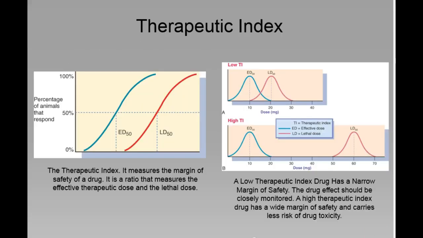The safety of drugs is a major concern. The therapeutic index estimates the margin of safety of a drug through the use of a ratio that measures the effective dose in 50% of people and the lethal dose in 50% of people. The closer the ratio is to 1, the greater the danger of toxicity.